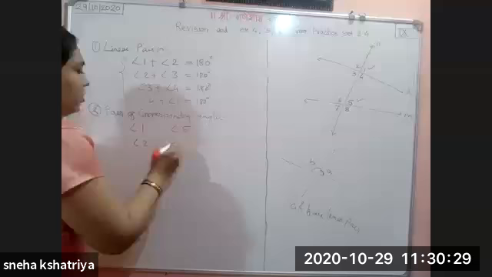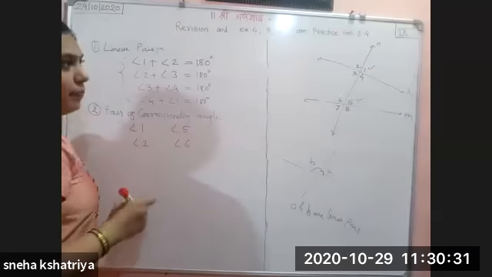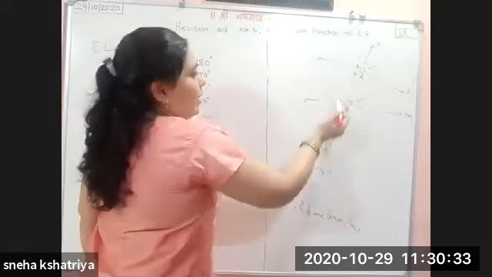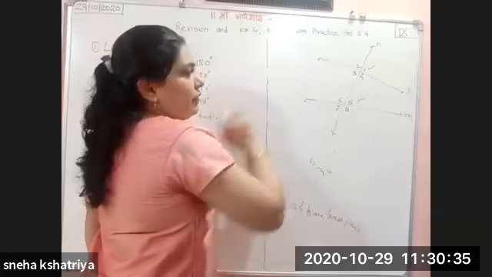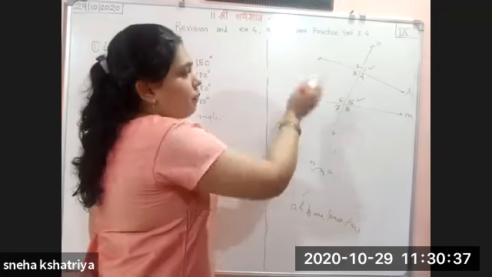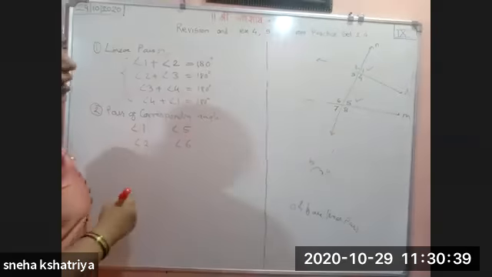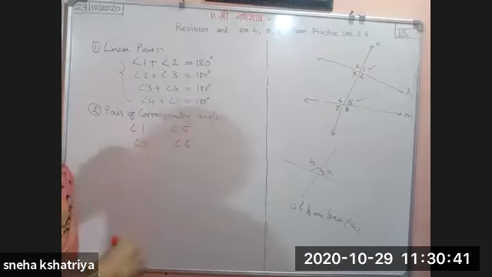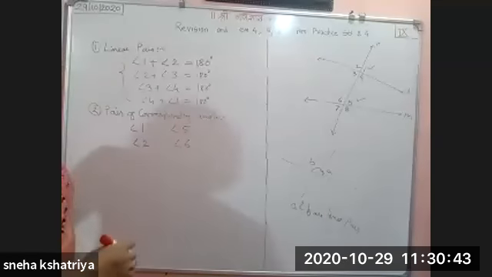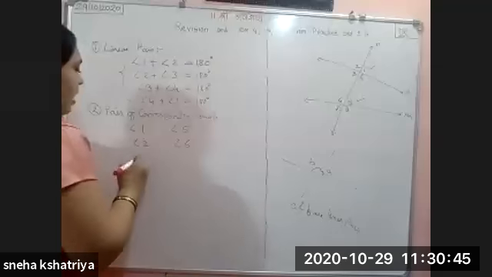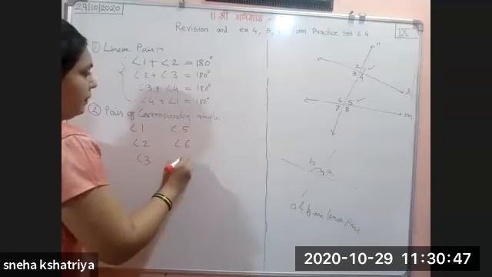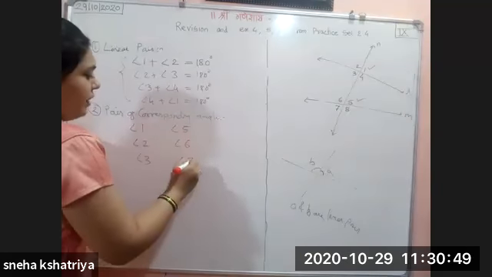Similarly, angle 2 and angle 6. See here, angle 2 and angle 6. They lie on the left side of the transversal and both are above the lines. So they again form a pair of corresponding angles. Afterwards, we have angle 3, angle 7.